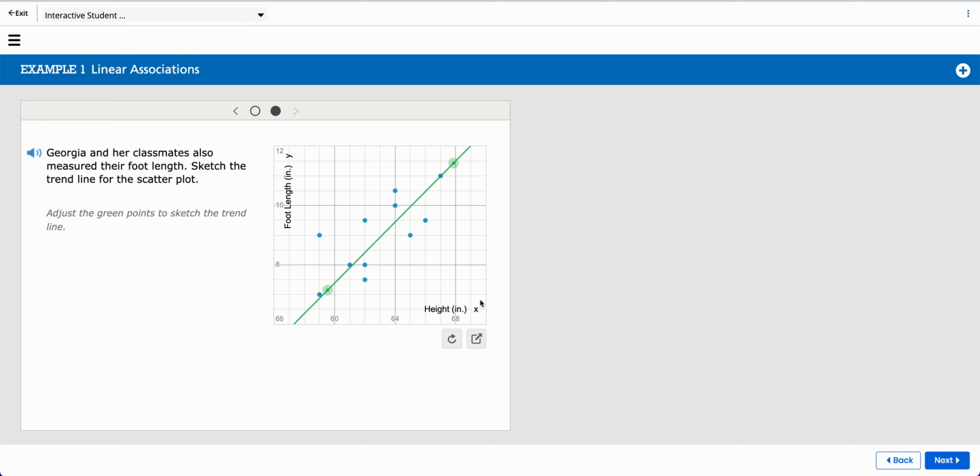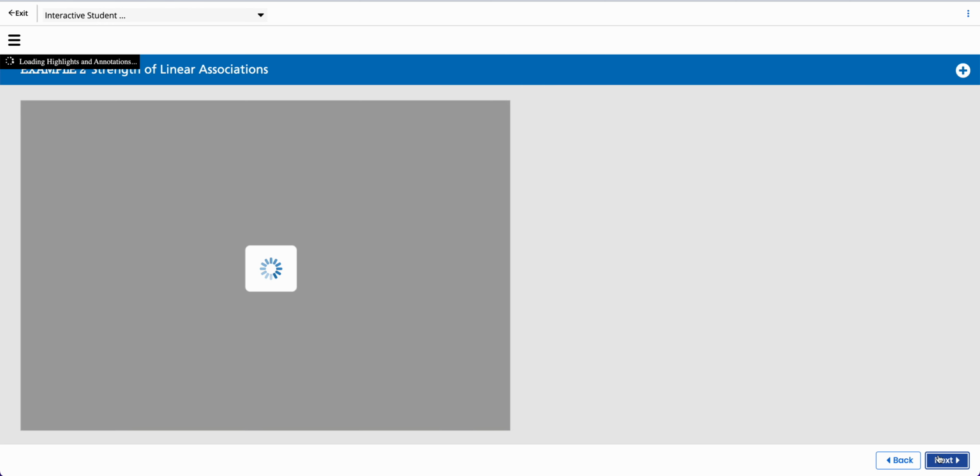So don't get hung up on the trend line needing to be perfect. I want it to be close. I want it to be accurate, okay? Everybody good? Yep. All right.